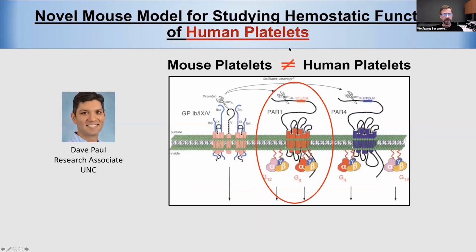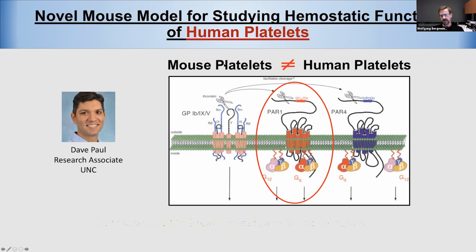All right, I have a few more minutes. So that was the study on transfusing platelets into patients with qualitative platelet disorders. But really what you want to do is study how your human platelets work. You can do this in vitro, but it would be nice if you can study them in vivo too.